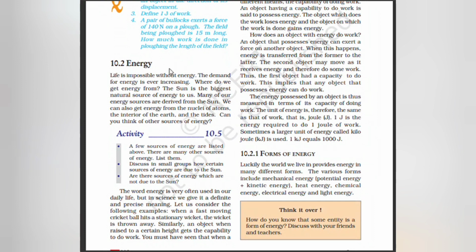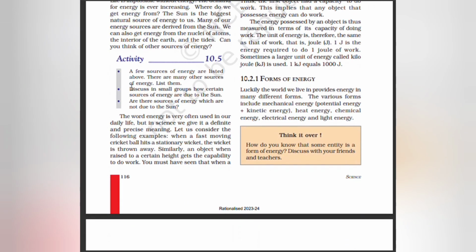Energy. Life is impossible without energy. The demand for energy is ever increasing. Where do we get energy from? The sun is the biggest natural source of energy to us. Many of our energy sources are derived from the sun. We also get energy from the nuclei of atoms, the interior of earth and the tides. A few sources of energy are listed above. There are many other sources of energy.